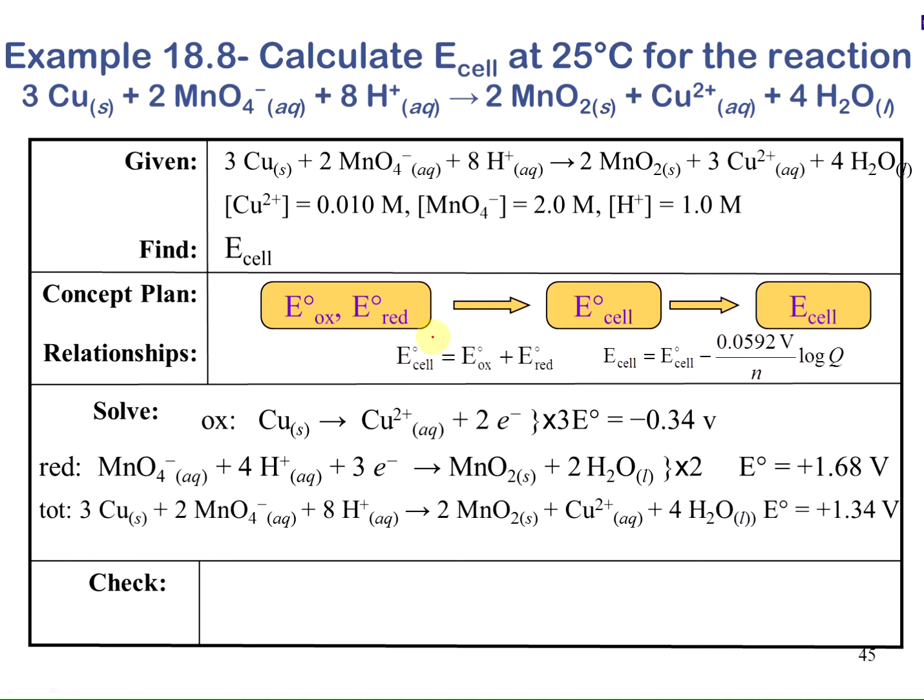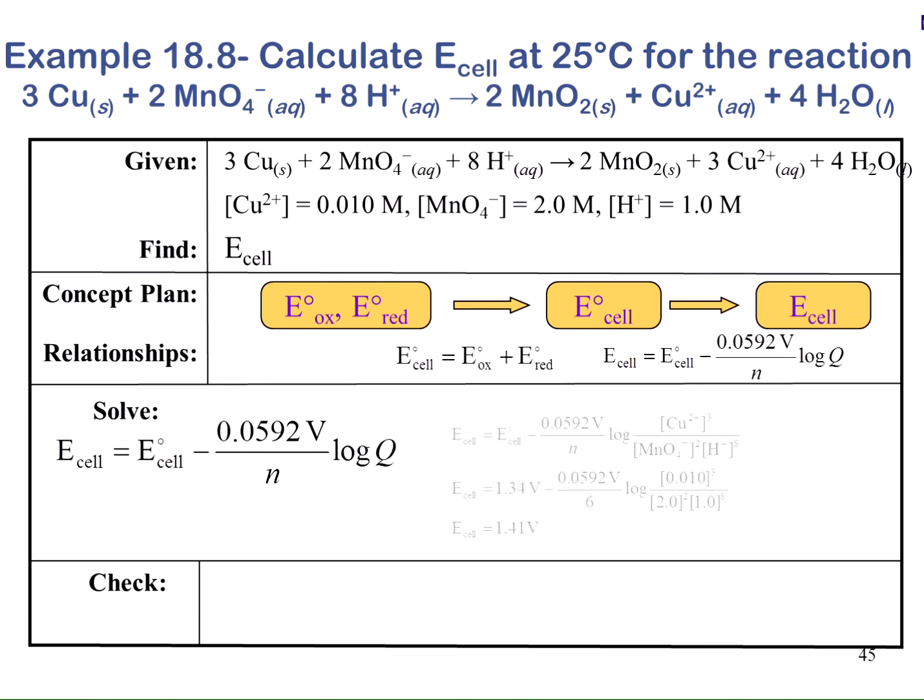So we're halfway there. We found the E cell for this reaction. Now we use the number of electrons being transferred. So we said 6 electrons are transferred, and we have to use the log Q. And remember, this is products over reactants. Our products are the MnO2, but that's a solid, so it doesn't show up. The water is pure, it doesn't show up in our Q value. And we have the copper 2+, so that goes in our numerator. The copper doesn't show up because it's solid. And we have the concentration of the MnO4 and the protons.